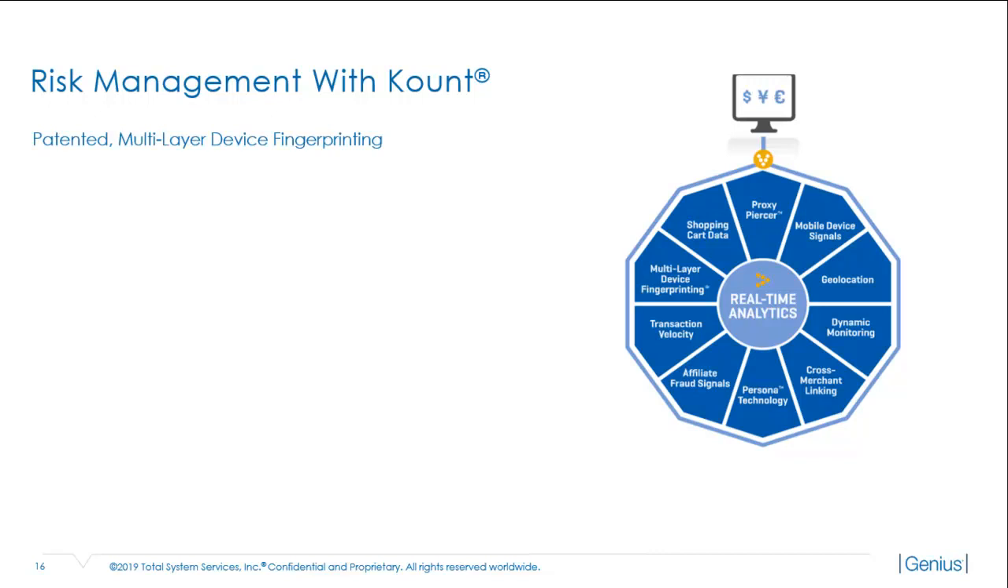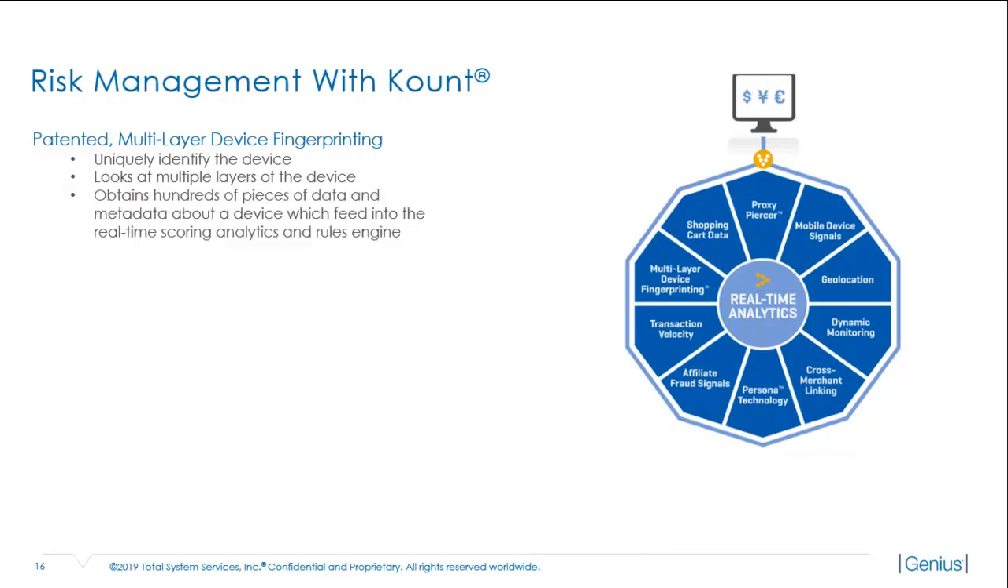Count does this by using patented multi-layer device fingerprinting. It is uniquely identifying the device that is being used by the customer. Does the IP address location correlate to where the goods are being shipped to? Is it coming through a proxy? Is it being rerouted? What all of this is doing is collecting hundreds of pieces of data and metadata about the customer's device, which feeds Count's real-time scoring analytics and rules engine.